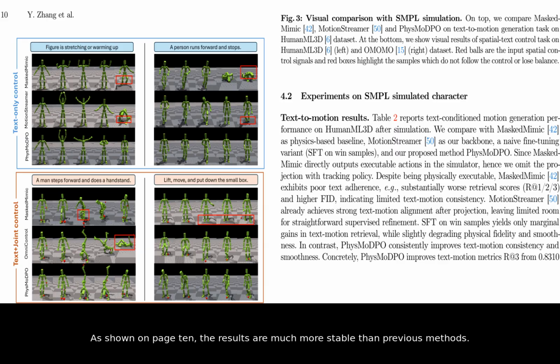As shown on page 10, the results are much more stable than previous methods. Characters can now step forward, do a handstand, or run and stop without glitching out. The red boxes in the images highlight where older methods failed to maintain balance.